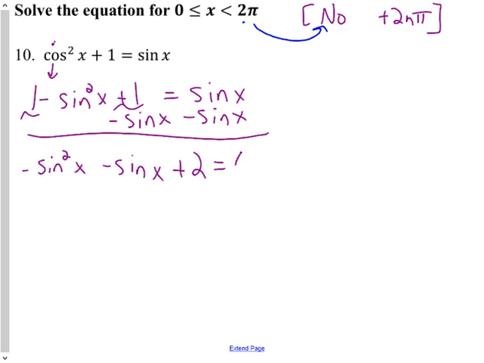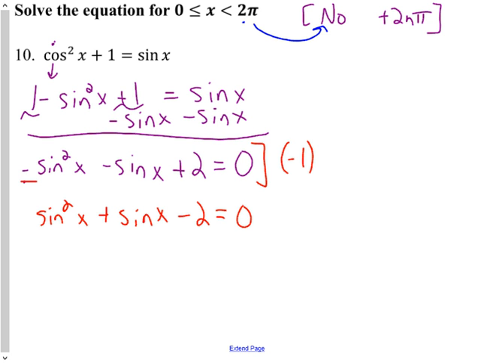Equals 0. Now, again, we've got a negative with a leading coefficient. It's just easier to flip all your signs. So then this is going to become a positive. The negative sine of x is going to become a plus sine of x, and the plus 2 is going to become a minus 2. Basically, we multiplied the whole equation there by a minus 1.